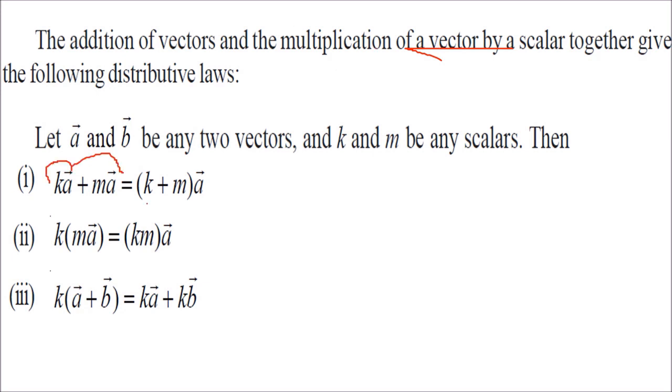So the addition of vectors and multiplication of a vector by a scalar together give you the distributive law. We have Ka plus Ma, you can take K plus M and then A common. You have KmA, that is Km, you can take A, this A is the vector. How about K(A plus B)? That is Ka plus Kb.